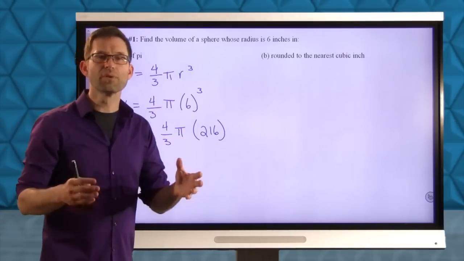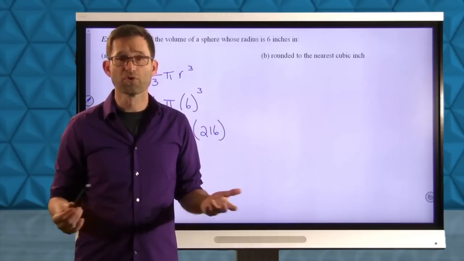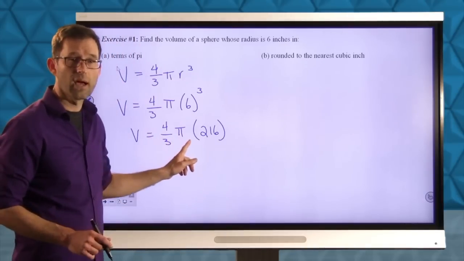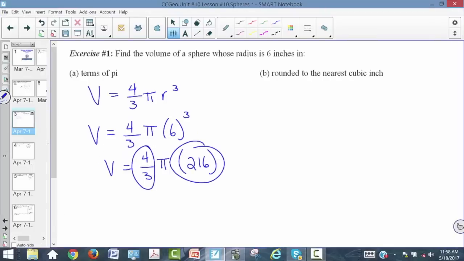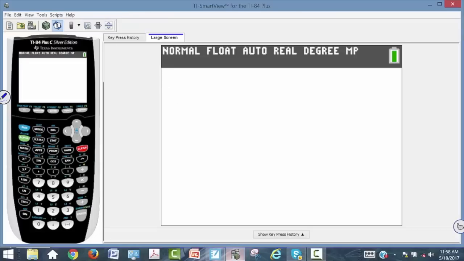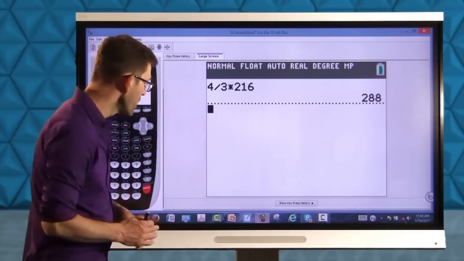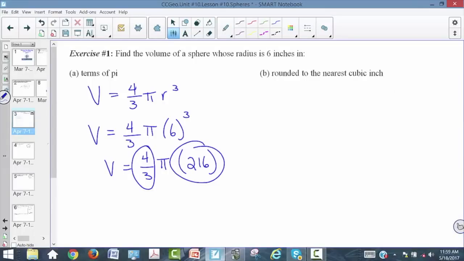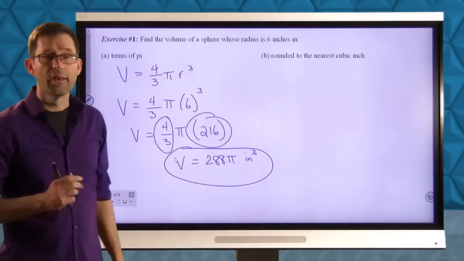Now, I want to get this in simplest terms of pi. I hate to say this primarily for one reason, which is that it could easily show up as a multiple choice question. Now, I realize that it's 4/3 times pi times 216, but what I'm going to do is multiply the 4/3 and the 216 on my calculator. That's okay. I'm just going to do 4/3 times 216, and it's 288. That's it. So now I can say that the volume is 288 pi, and specifically cubic inches.